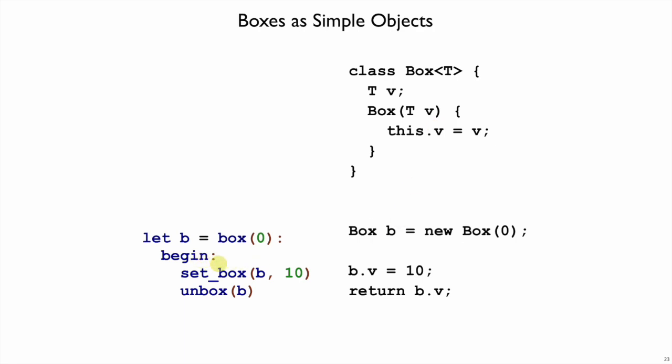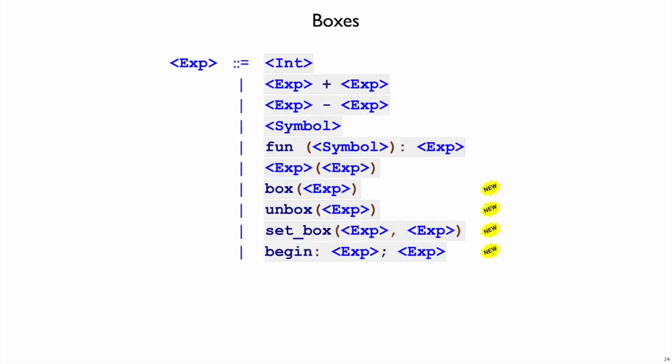We will use begin to just sequence 2 terms. In Shplait, we would use block, but we're going to use a simpler version, begin, that just has expressions in Mo. In Java, to change a box, you would use b.v equals 10. Again, in Shplait and in Mo, we're going to use setBox to do the same job, and unbox gets the current value out of the box, just like b.v would in Java. So this is where we're going, adding box, setBox, unbox, and begin to Mo.